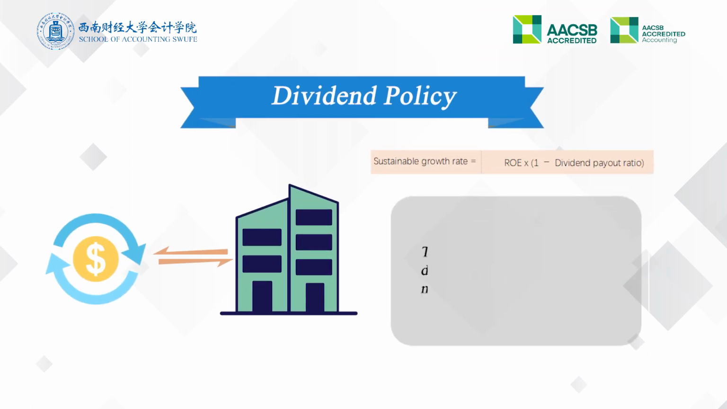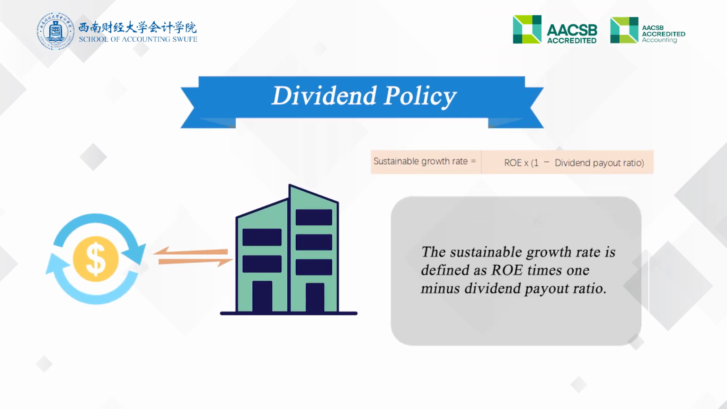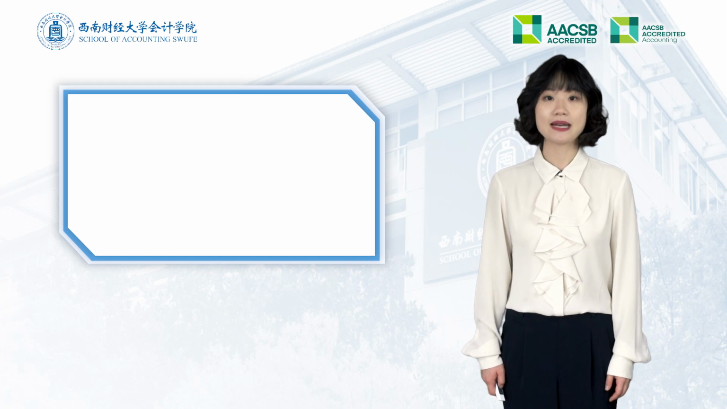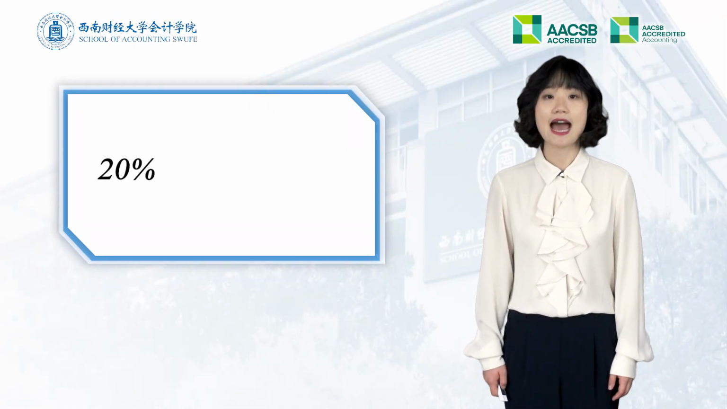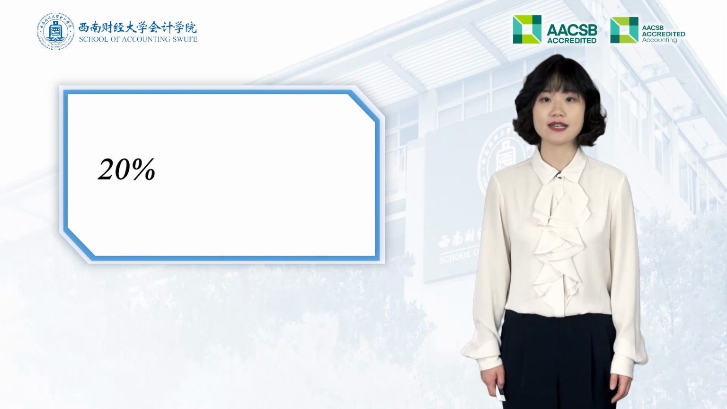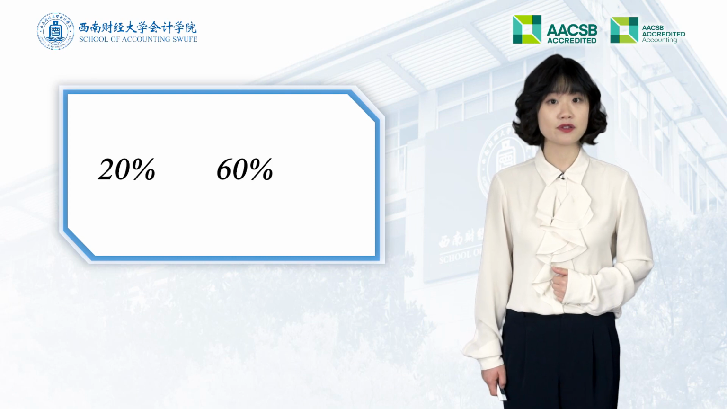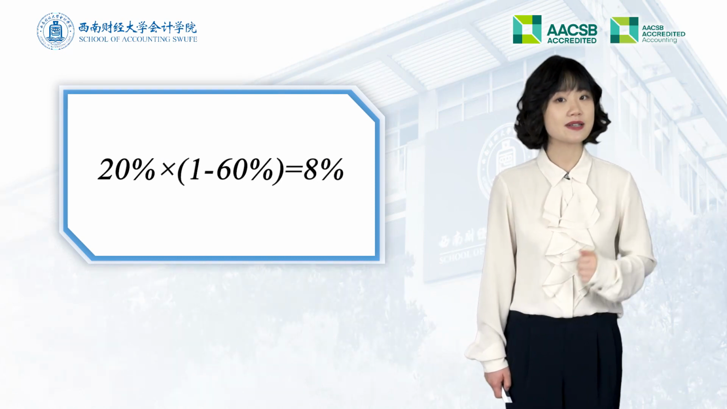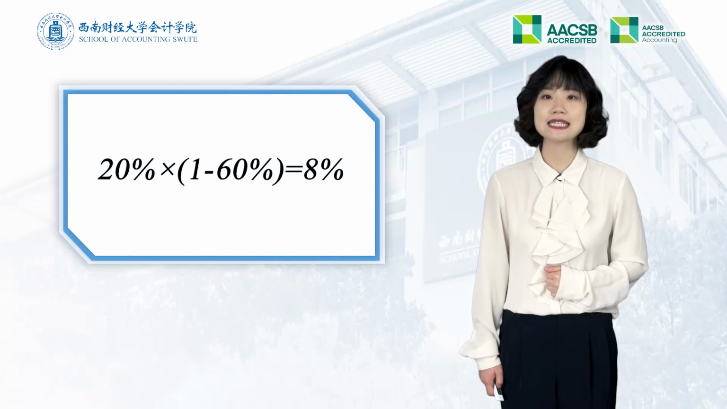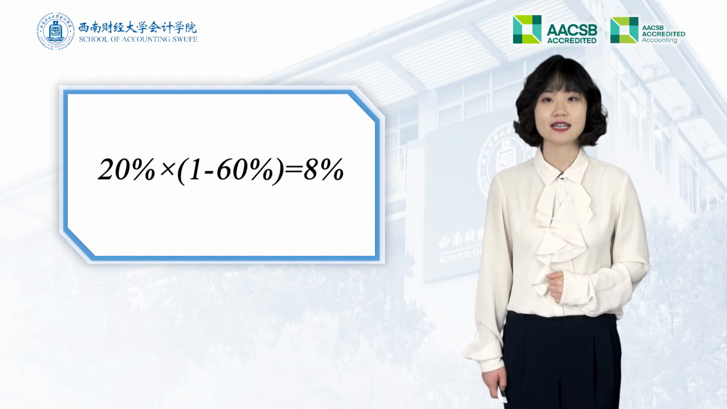Specifically, the sustainable growth rate is defined as ROE times 1 minus dividend payout ratio. For example, if company ABC's ROE is 20% and its dividend payout ratio is 60%, then the company's sustainable growth rate will be 20% times 1 minus 60%. It is 8%.